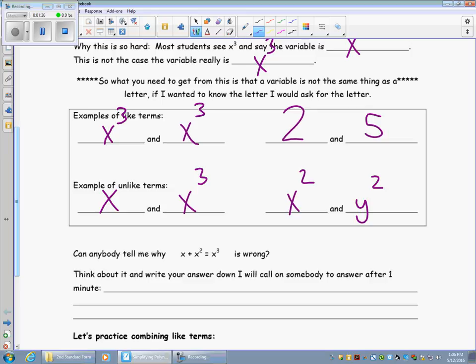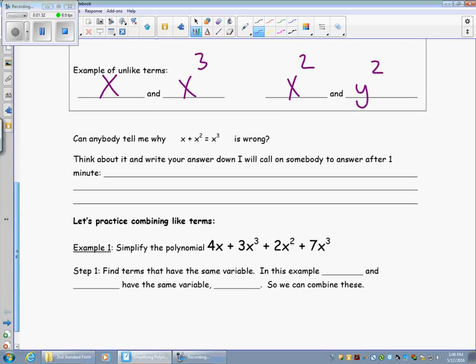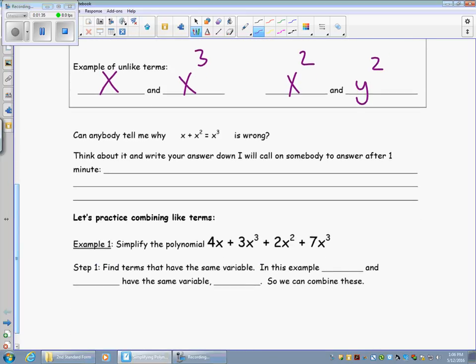All right, so next thing, can you tell me why x plus x squared is equal to x to the third is wrong? So think about it for a second, and let's see if we can come up with something. The biggest thing that I see that's wrong with this is you cannot add these two. They're not like terms, first off. And second off, if you really wanted to make it x to the third, it should be multiplying. We will multiply later on in this chapter, but we're going to start off just by adding.